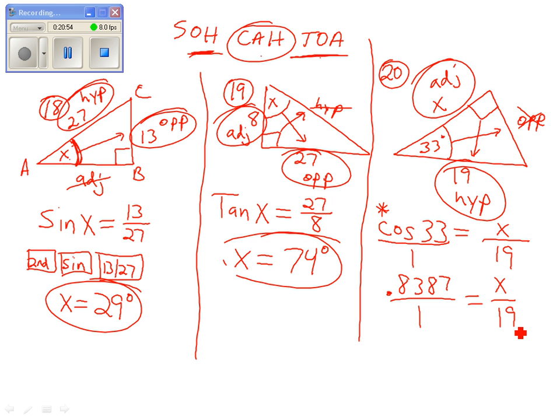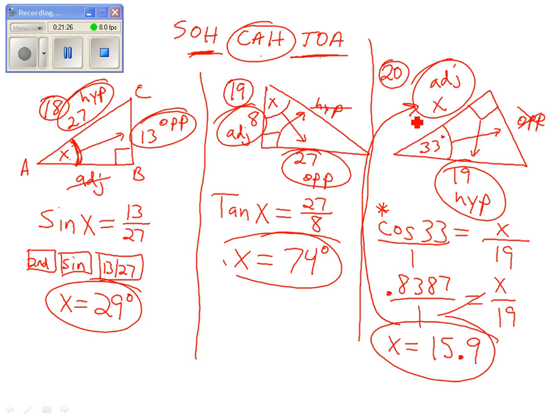Now we solve it just like a proportion. Cross multiply, 1 times x is just x. And then take your calculator, 19 times 0.8387, and we get 15.9353, so we'll say, since it's a side this time, we'll say it's about 15.9. We didn't have any units, so whatever the units were. So that side right there is about 15.9.